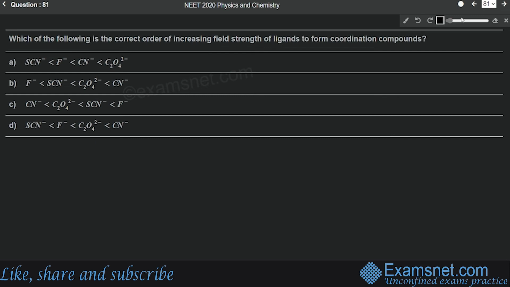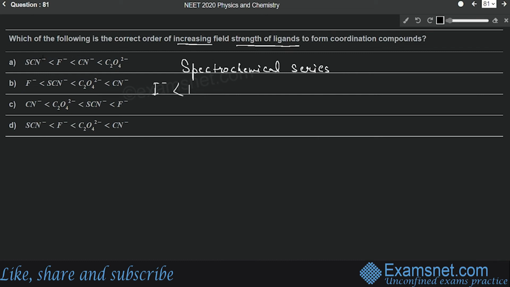Now question number 81 is from the chapter coordination compounds, and the question is, which of the following is the correct order of increasing field strength of ligands to form coordination compounds? Okay, so for that we can keep in mind the spectrochemical series. So what is the spectrochemical series? It is a series of ligands that is mentioned in a particular order of field strength. Okay, so let's write it down here.